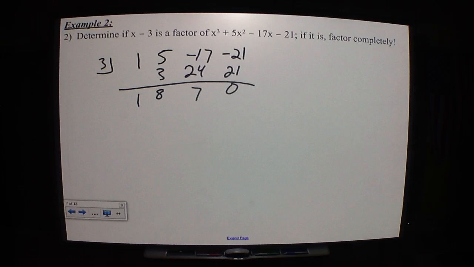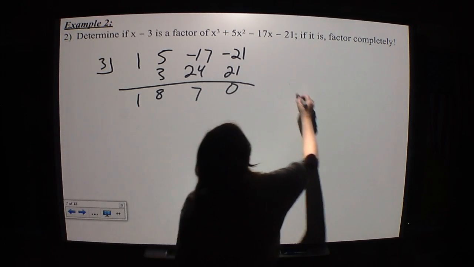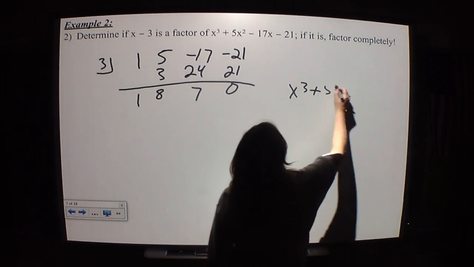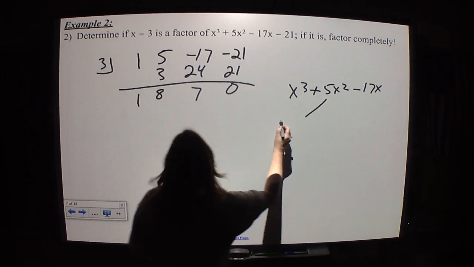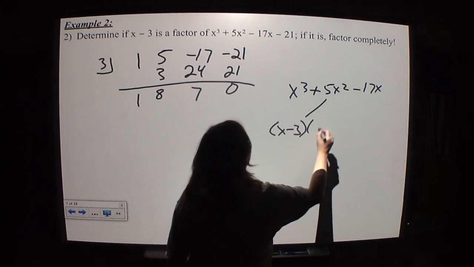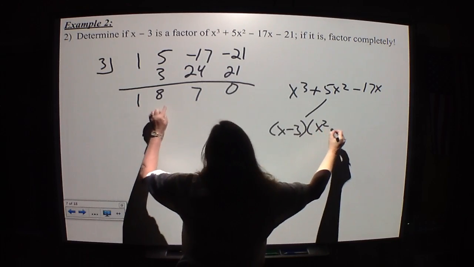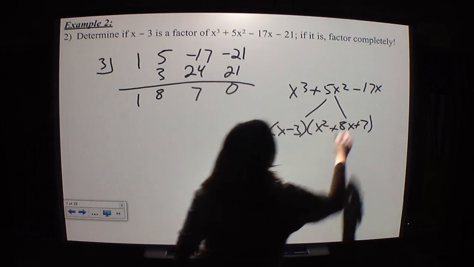Add. So now here's what I just did. I took this x cubed plus 5x squared minus 17x, and I know it factors into an x minus 3 times an x squared plus 8x plus 7. So here's my little factor tree.